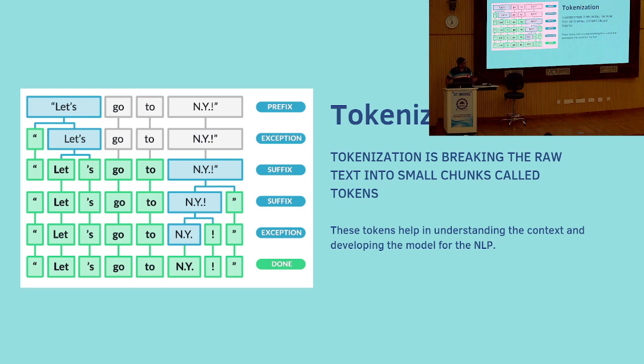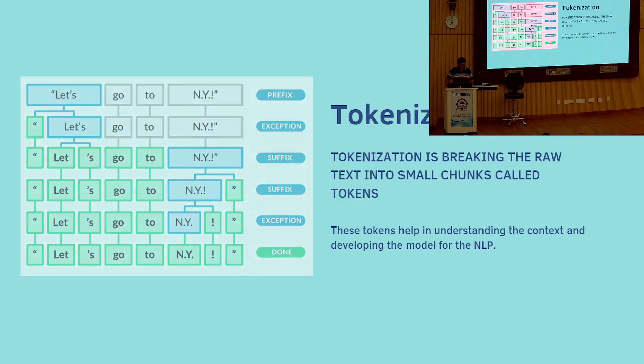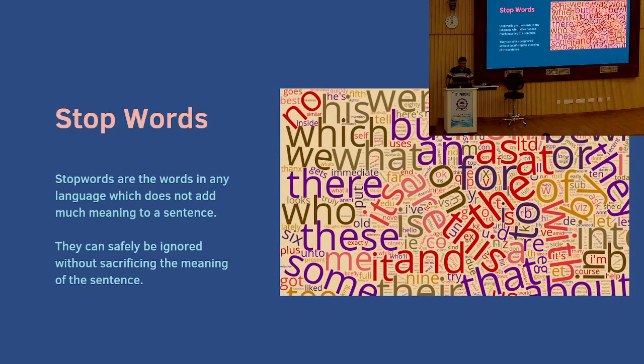The figure on the left side shows you word-based tokenization, in which we have a sentence, let's go to New York. So we will tokenize it into small tokens: let's, go, to, New, York, and then other punctuation marks also. After we tokenize, we can remove our stop words. Stop words are the words in any language which do not add much meaning to the sentences, like is, for, the, are. We can ignore these words without sacrificing the meaning of sentences.